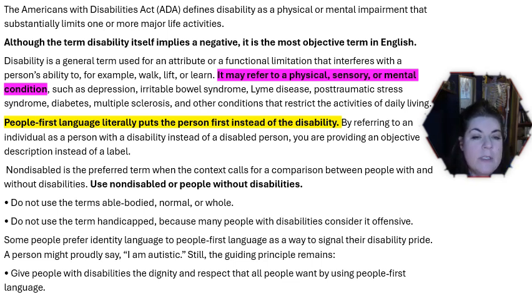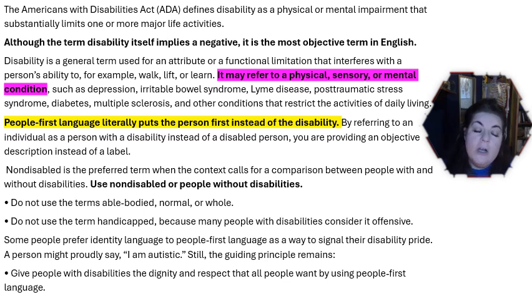All right. So, disabilities may refer to a physical, sensory, or mental condition. The thing that you need to remember to stay professional and maintain a safe environment for your clients is to always use people first language. People first language literally puts the person first in focus of your terminology instead of the disability itself.